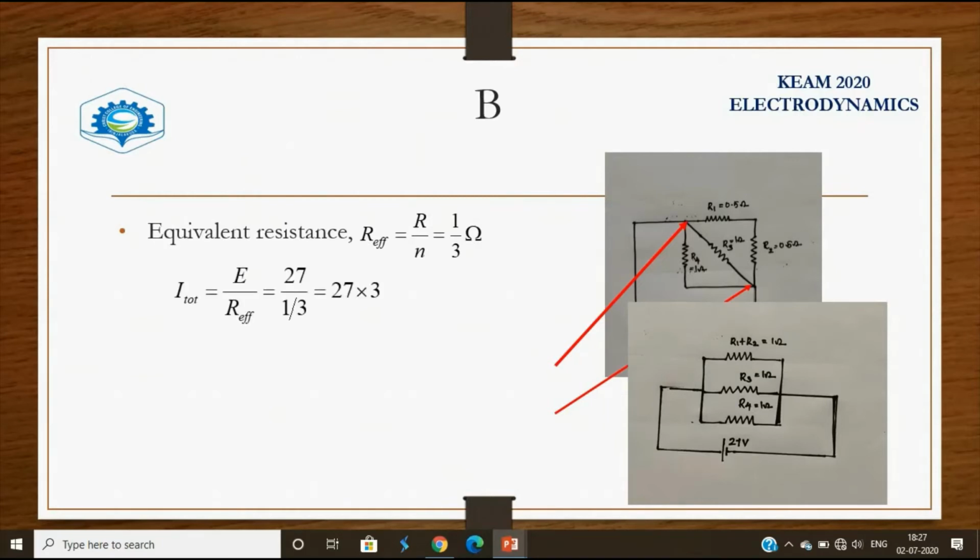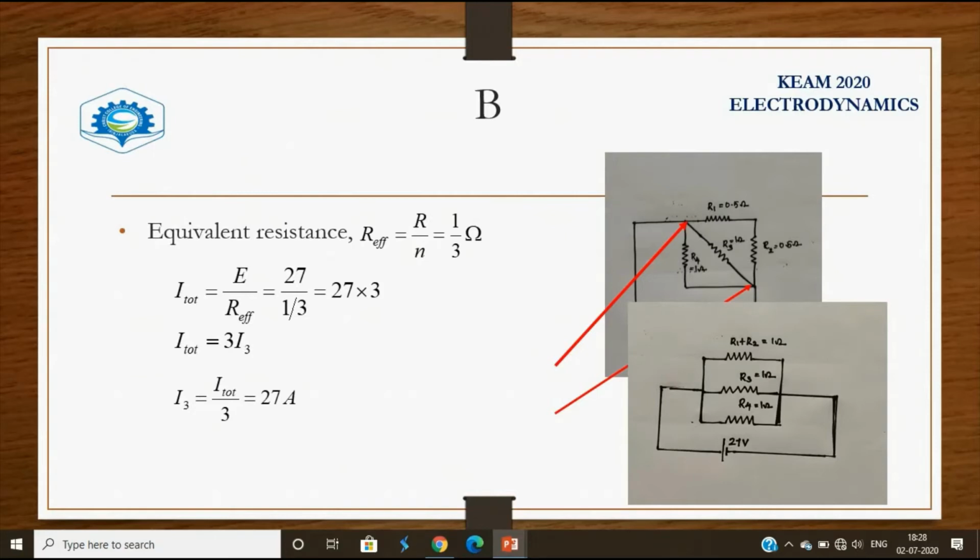So the total current flowing through a circuit is the EMF of the battery divided by the effective resistance, which is equal to 27, that is the input, divided by 1 by 3. We will be getting 27 into 3. Okay. So the total current is equal to 3 times the current flowing through R3. I have represented the current flowing through R3 as I3. That is, the total current is equal to 3 into I3. Therefore I3 is equal to the total current divided by 3, which is equal to 27 ampere. Okay, 27 ampere is the current flowing through the resistor.